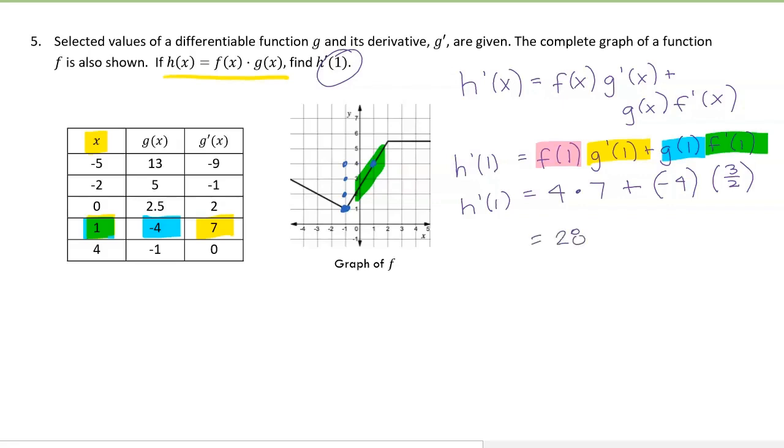So 28 minus 6. This is going to be 22. One more thing. I'm just going to add a little note here about how we got that 3/2. That was the slope at x equals 1. And that's how you do that problem.